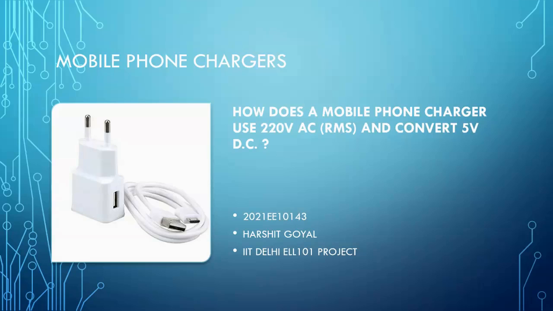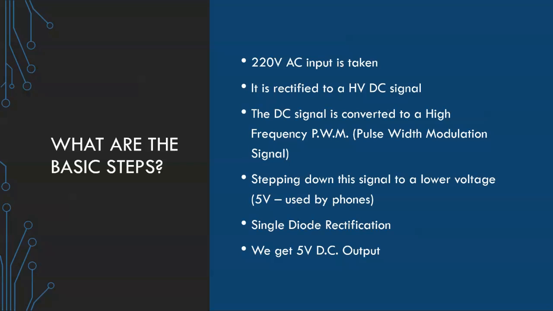Hello everyone, this is Harshit Goyal and this is my ELL101 project about how mobile phone chargers work. How does a mobile phone charger use 220 volts AC RMS and convert it to 5 volt DC? So what are the basic steps involved in this transformation?